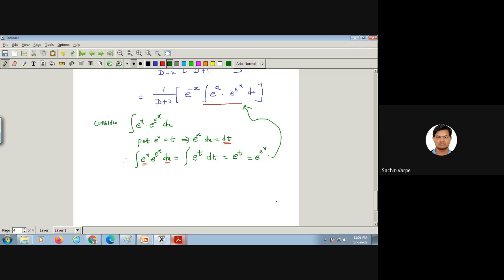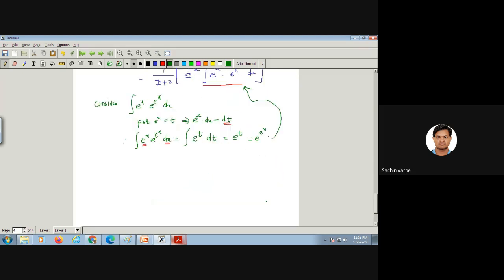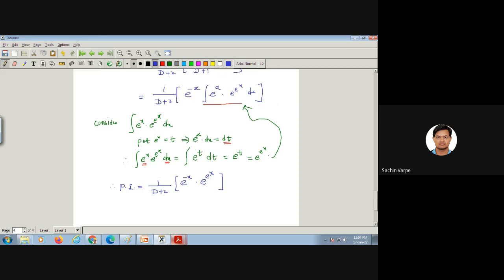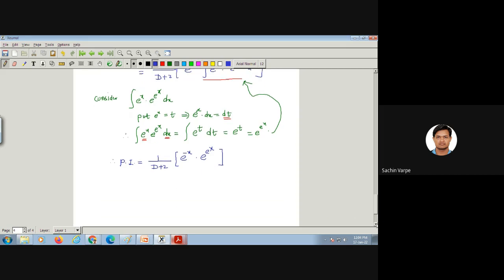So we substitute the value of this integration into the particular integral. Therefore PI, the particular integral, equals 1 upon D plus 2 into e to the power minus x into e to the power x. Isn't it? I have substituted the value of the integration there. And now onto this new f of x, function of x, we operate this 1 upon D plus 2 with the help of the same formula.